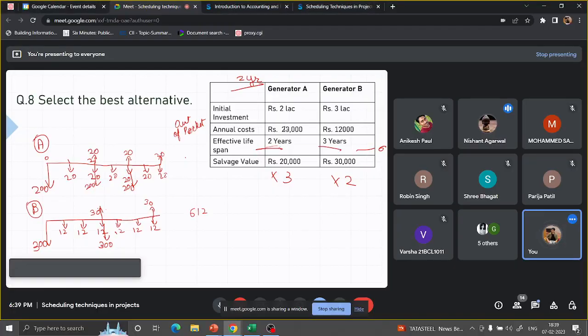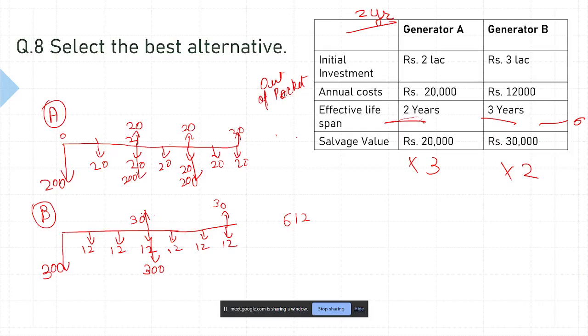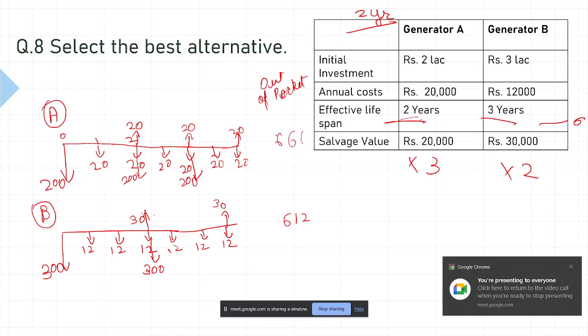I mean, we have second one is correct, sir. Second one is correct and first one is wrong. Okay, 660. Still the answer remains same, right? Yes, sir.